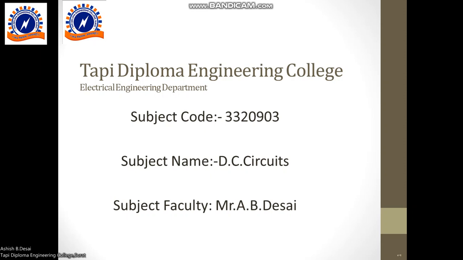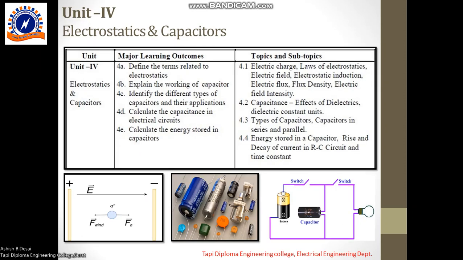In this lecture, we are going to discuss the DC circuit subject, chapter number 4, capacitor and electrostatics. So here is the syllabus of chapter number 4, named electrostatic and capacitor. The various topics we are going to learn in this chapter are listed here. We are starting with our first topic, electric charge.